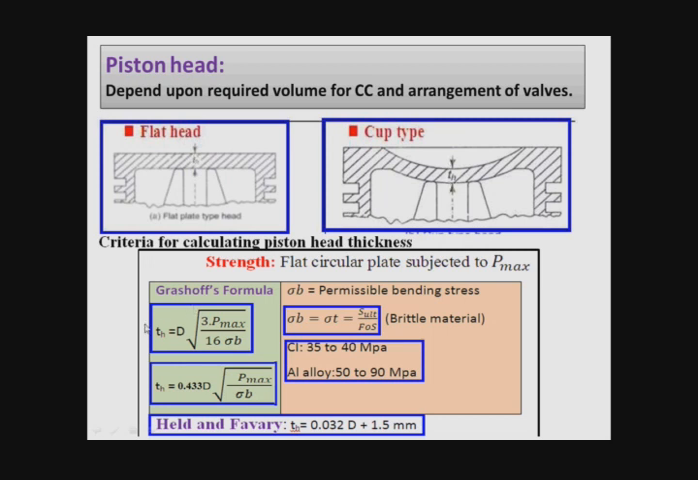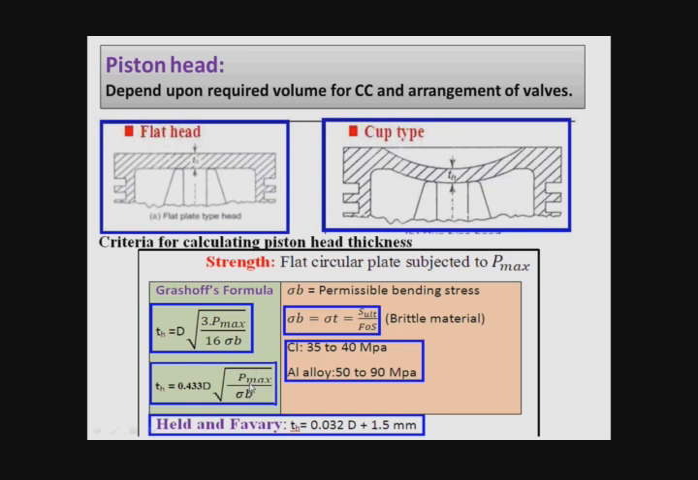The thickness of the piston head is calculated on two criteria. First one is the strength criterion. By using Grashof's formula, thickness TH is equal to D into square root of 3 P max by 16 sigma B. If you take 3 by 16 outside the square root, it will be 0.433 into D into square root of P max by sigma B.